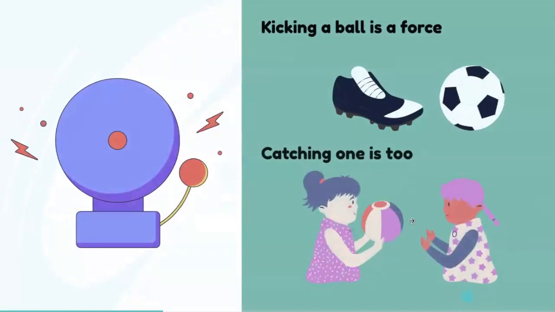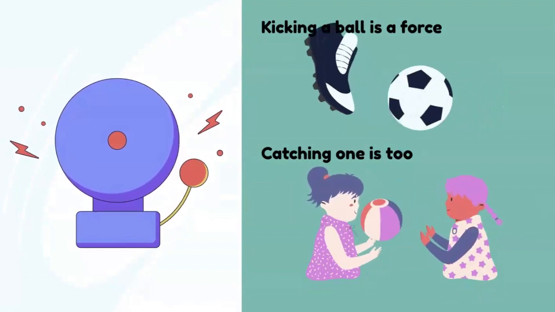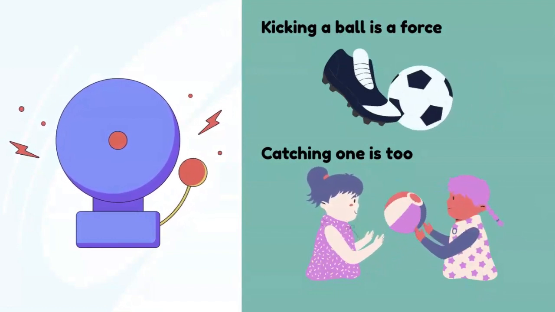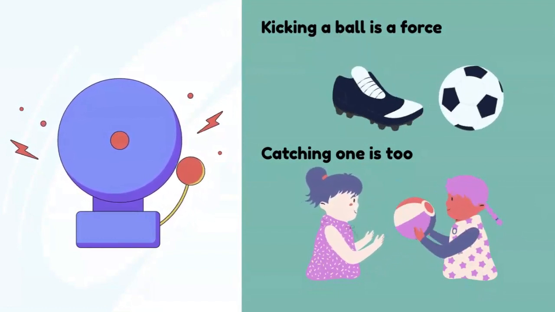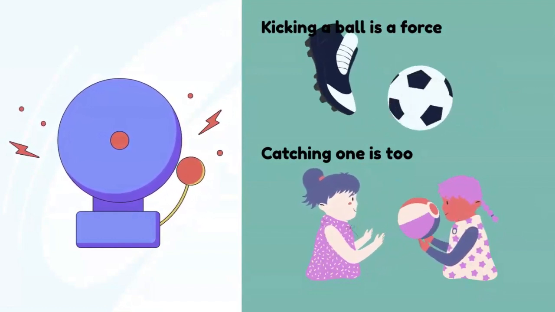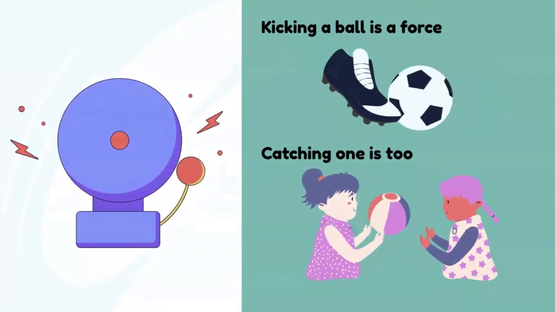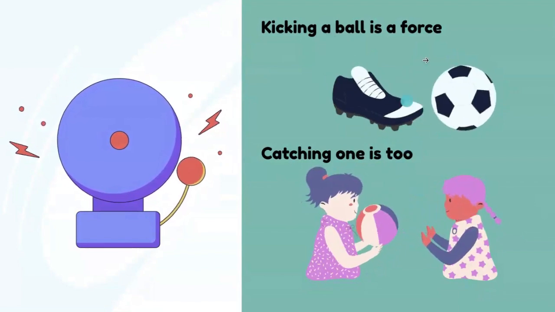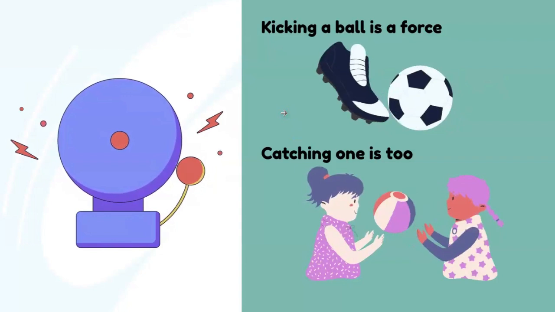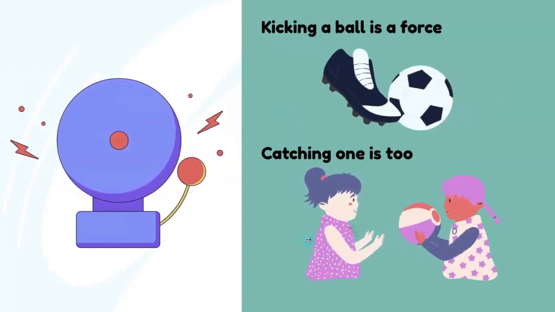For some examples of that, whenever you kick a soccer ball, you're applying a force to it. But also, whenever you catch a ball, you're also applying a force to it because you're causing it to stop moving. So the first one is an example of a force acting on an object by causing it to go into motion. And the second one is an example of a force making something stop moving.